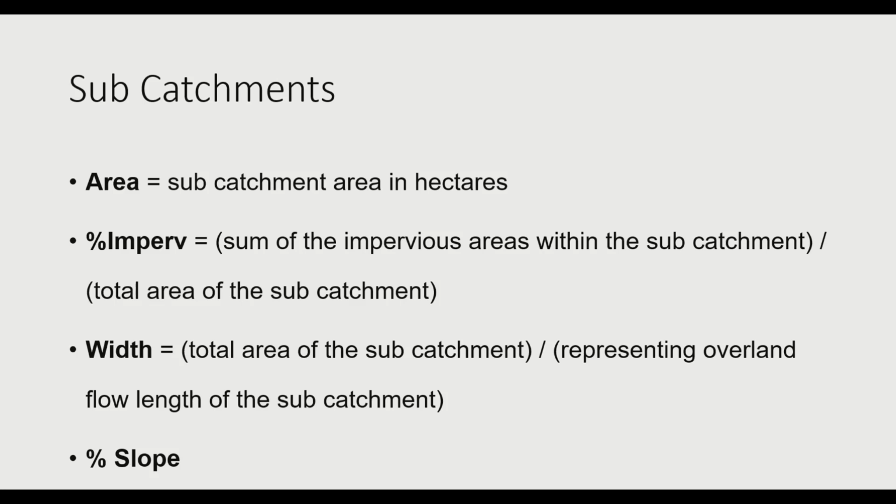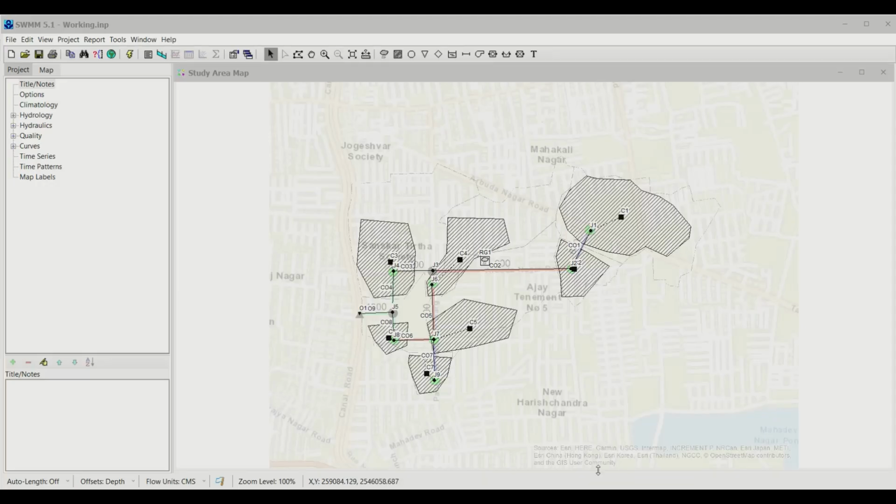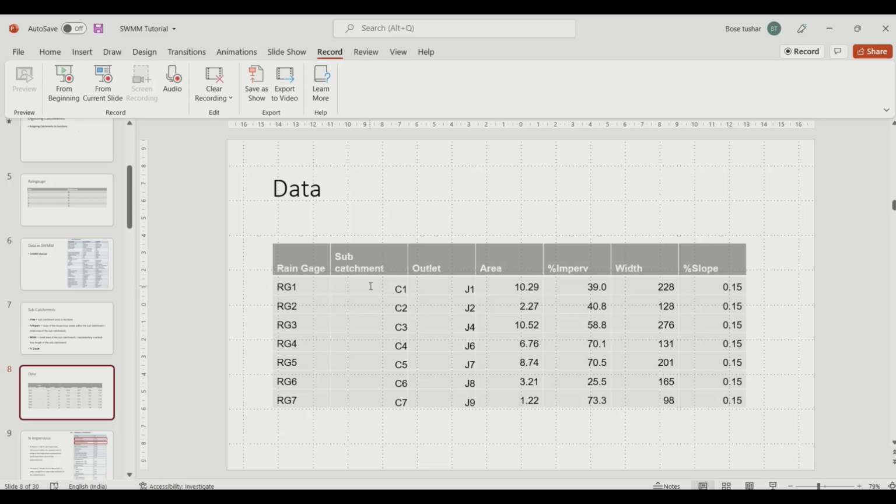The fourth parameter is the percentage slope. This also can be either taken as an assumption for the entire subcatchment, or based on the kind of data you have, this can be taken as a weighted average of different representative areas. Here we have assumed a percentage slope. So these are some of the data which need to be entered for our catchment. Again, these are catchment wise, and let's see how we have to enter this data in the software.